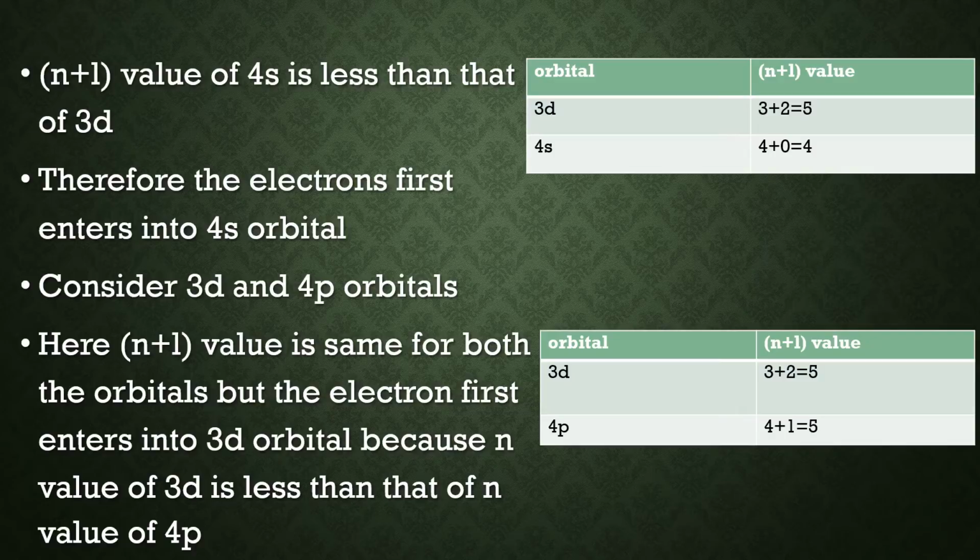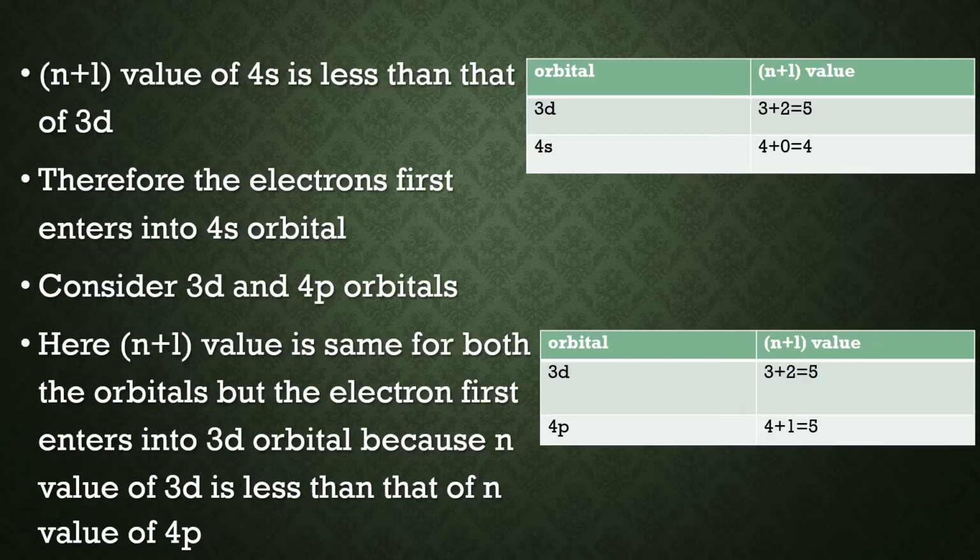N plus L value of 4s is 4. Here, N plus L value of 4s is less than that of 3d. Therefore, the electron first enters into the 4s orbital. Next, consider 3d and 4p orbitals.